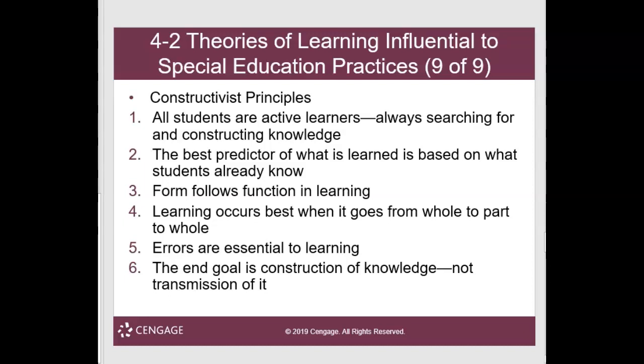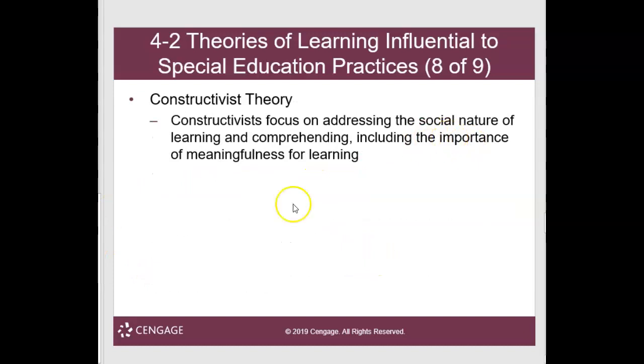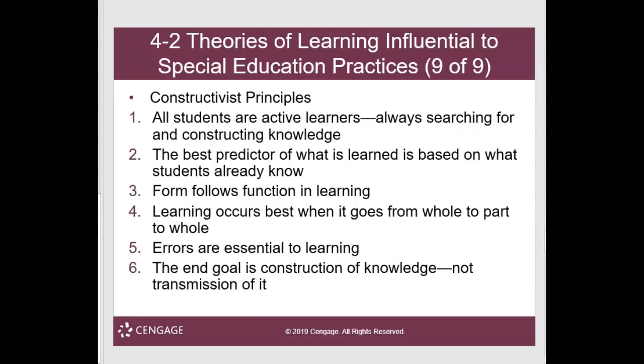Form follows function in learning. Learning occurs best when it goes from whole to part to whole. Errors are essential. The end goal is the construction of knowledge, not necessarily the transmission of it. That is a little different from behavioral and cognitive theories, where we look at the antecedent, the behavior, the consequences, or the working memory and the long-term memory. This is really looking at the social nature of learning, and also that all students are active learners.